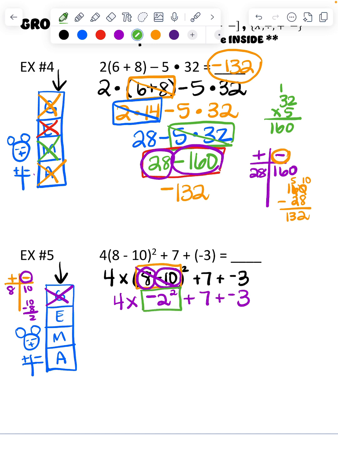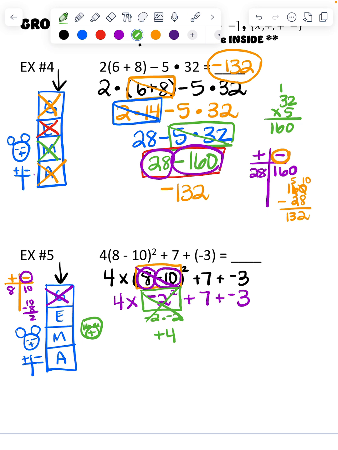So negative 2 squared. Remember, anytime we have an exponent, we're going to write it underneath. So we're going to say negative 2 times negative 2. And we know we're going to need integer man for that problem. So over here on this side, I'm going to draw him. Negative 2 times negative 2 is going to be positive 4. So I can cross that out and rewrite my problem.